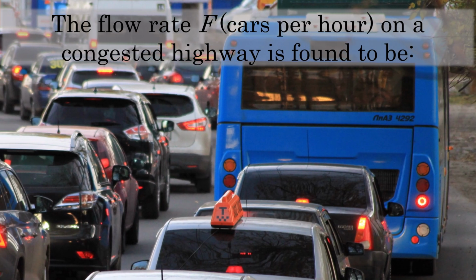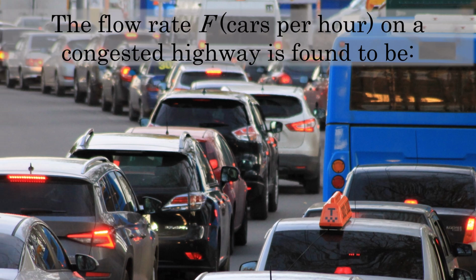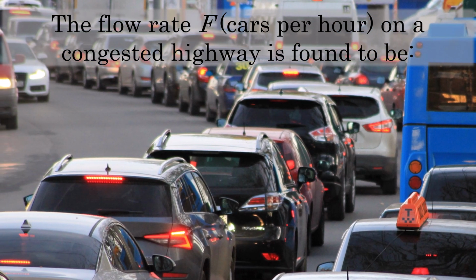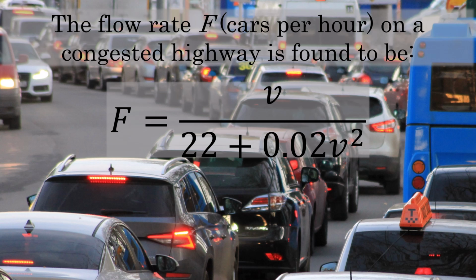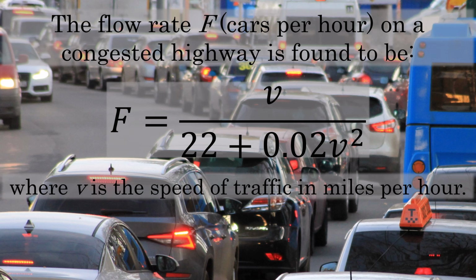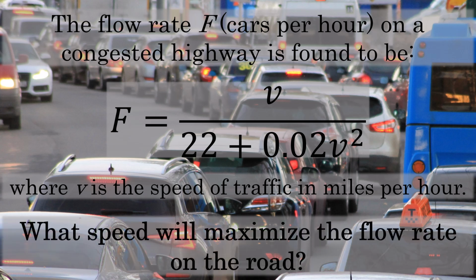For this problem, let's assume that the flow rate, F, in cars per hour, on a congested highway is found by traffic engineers to be V over 22 plus 0.02 V squared, where V is the speed of traffic in miles per hour. So here, the flow rate of traffic, F, is a function of V, the speed of traffic. What we will do in this problem is use calculus to find the value of V, the speed that will maximize the flow rate of traffic on the road.